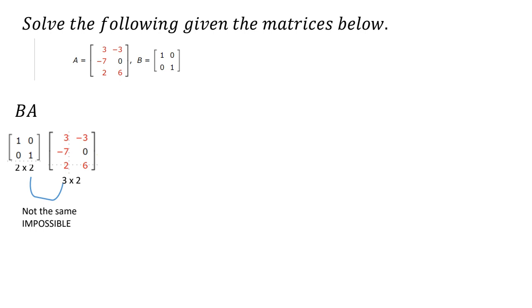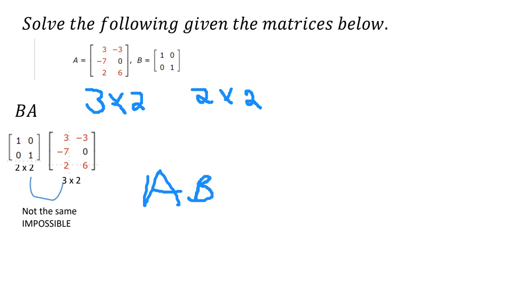Well, let's see. A is a 3x2 matrix. B is a 2x2 matrix. So if they would have told me to multiply A and B, that would have been possible because the columns of the first are equal to the rows of the second, and my resulting matrix would have been a 3x2 matrix. Okay.